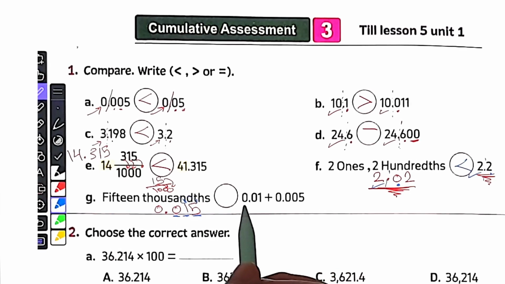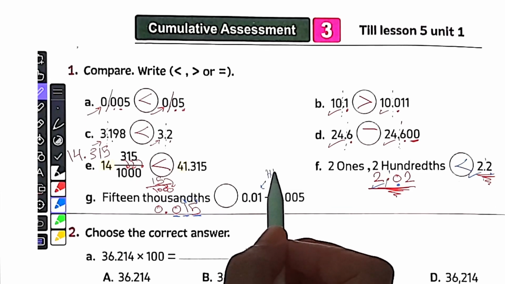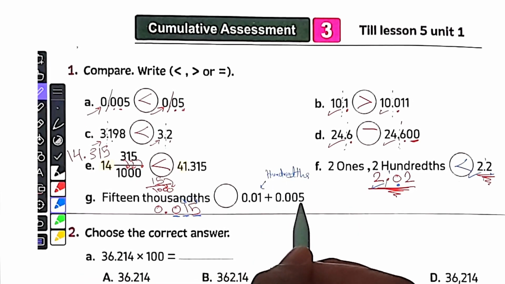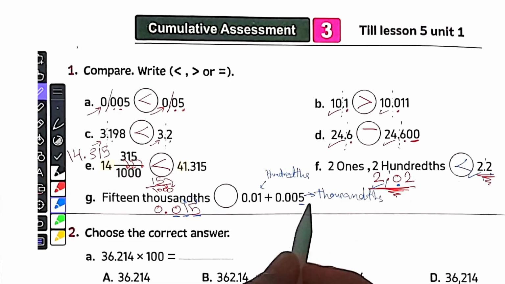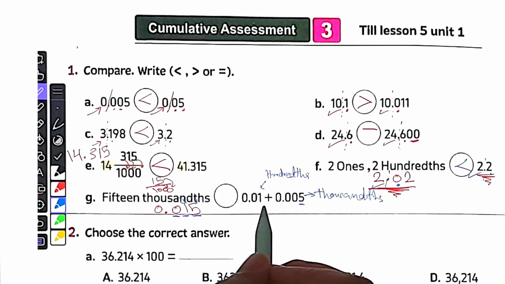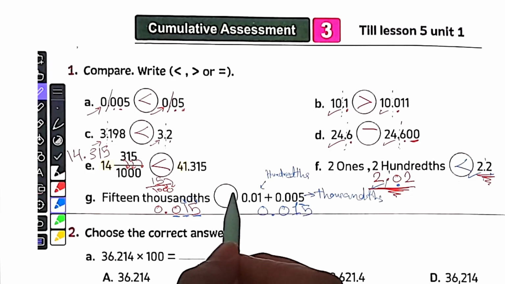Here we have 0.01 plus 0.005. This one in hundredths. And this 5 in thousandths. To compose these two decimal numbers, I write 0.015. So they are equal.